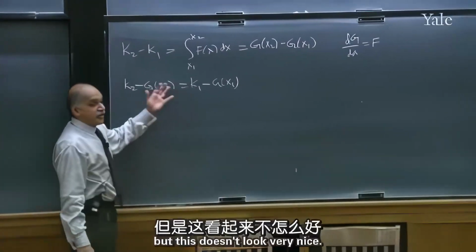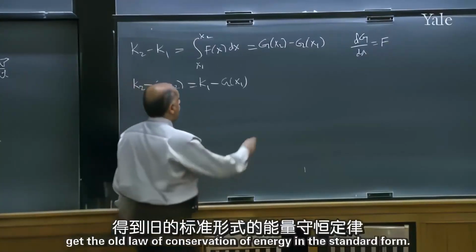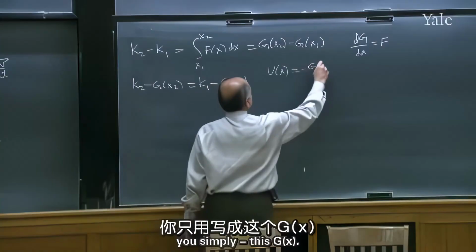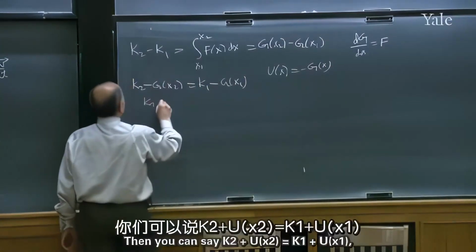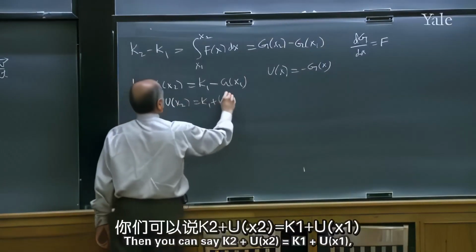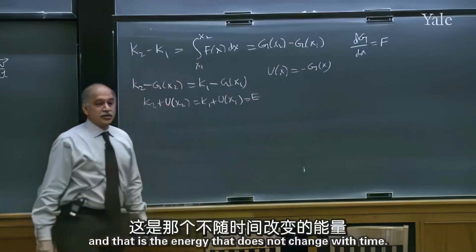But this doesn't look very nice. We want to get the old law of conservation of energy in the standard form. You define the function u(x) to be simply minus this g(x). It's a very trivial change. Then you can say K2 plus u at x2 is equal to K1 plus u at x1, and that is the energy that does not change with time.